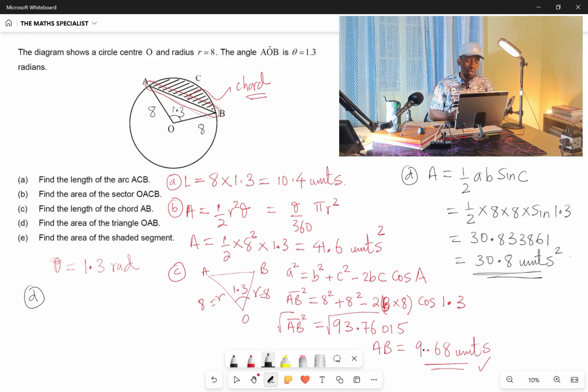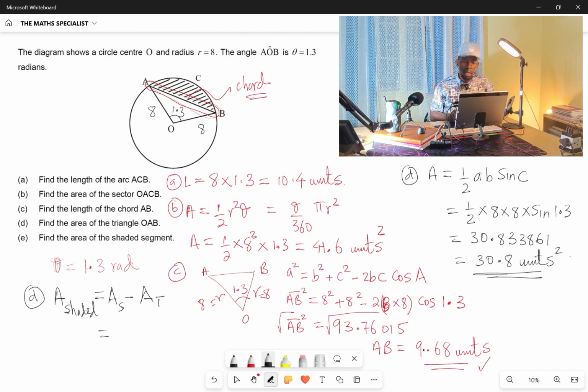Okay. So part D of the question says find the area of the shaded segment. The area of the shaded segment, if you observe it properly, is equivalent to taking the area of the whole sector minus the area of a triangle.